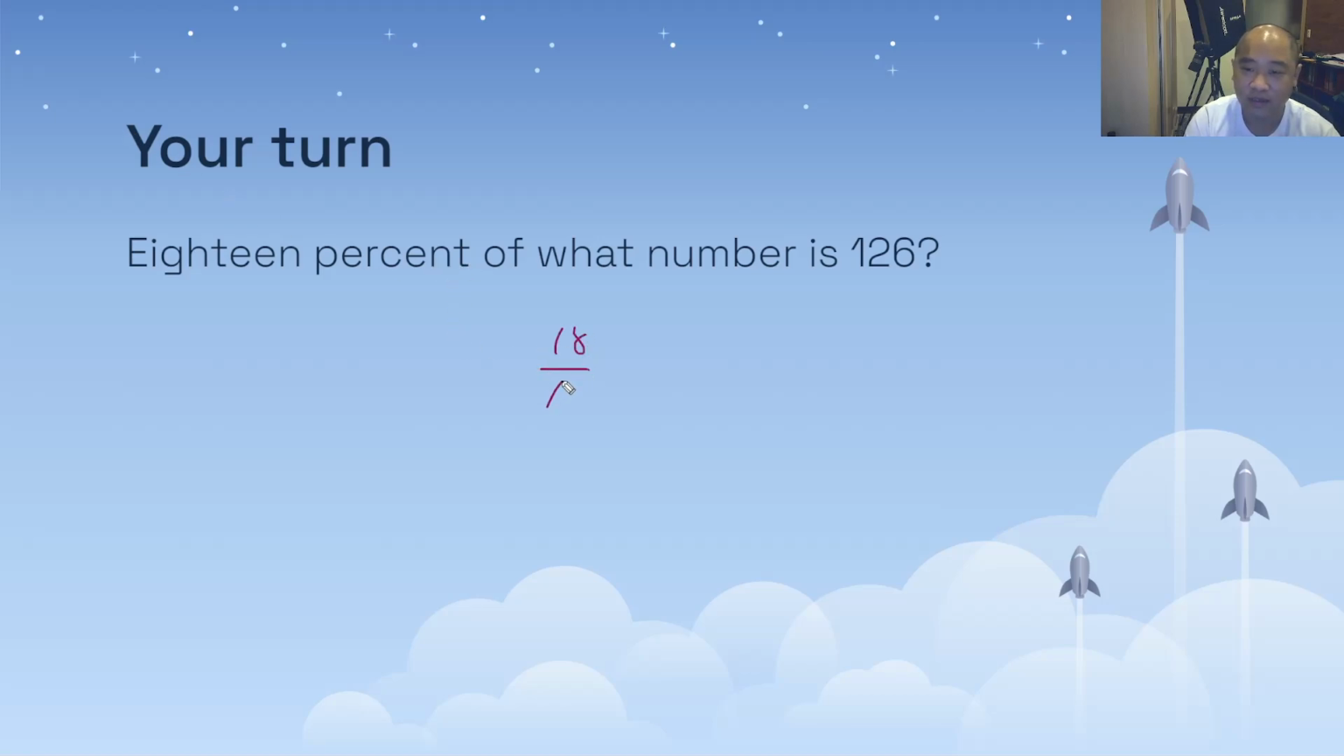18% of what number is 126? One, 2, 6, 0, 0. Oops. 12,600 divided by 18 is 700. Okay. Let's recap.